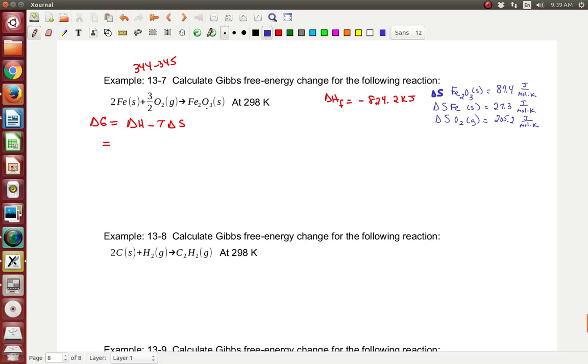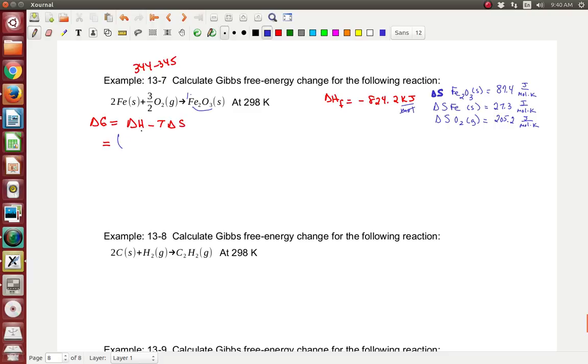The delta H of formation for iron 3 oxide is negative 824.2 kilojoules, and it's 1 mole, so I already got rid of the mole because it's only 1 mole of this, so that would cancel out. The entropy for iron 3 oxide, the solid form, is 87.4 joules per mole Kelvin. The entropy for solid iron is 27.3 joules per mole Kelvin, and the entropy for oxygen gas is 205.2 joules per mole Kelvin.